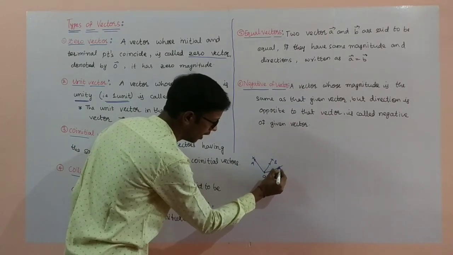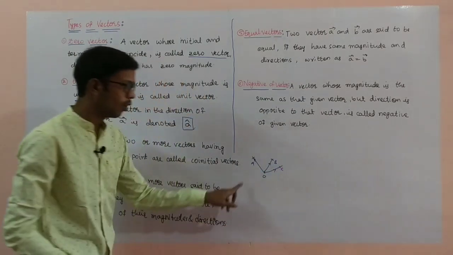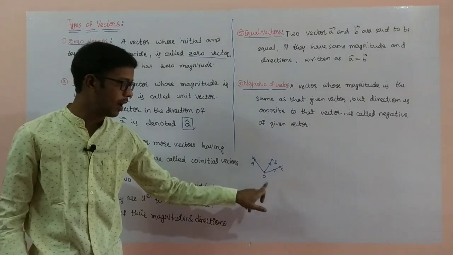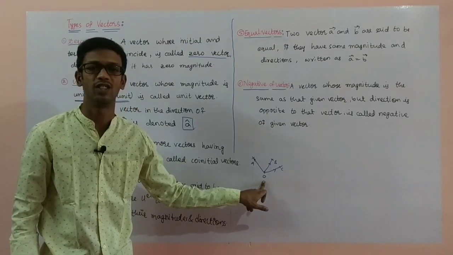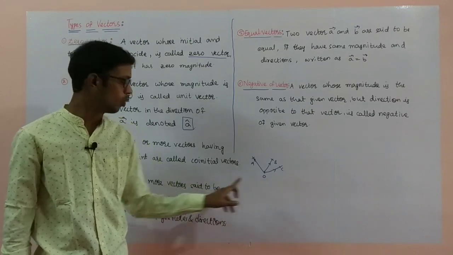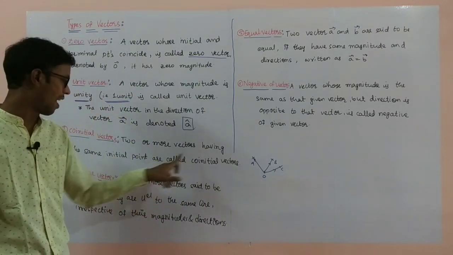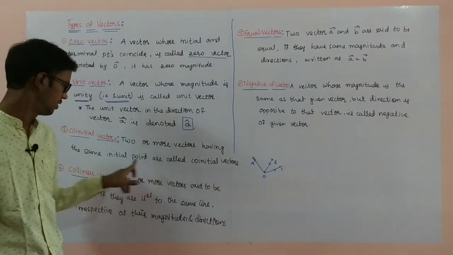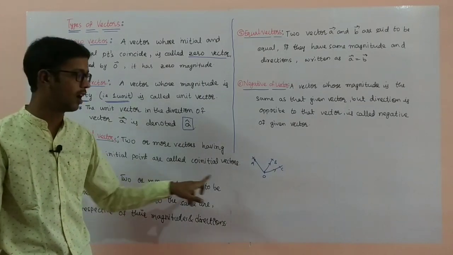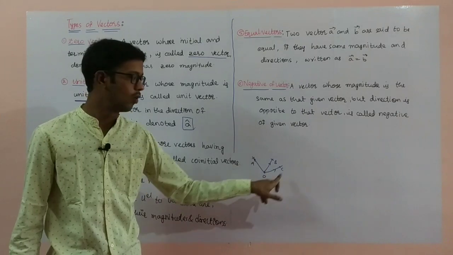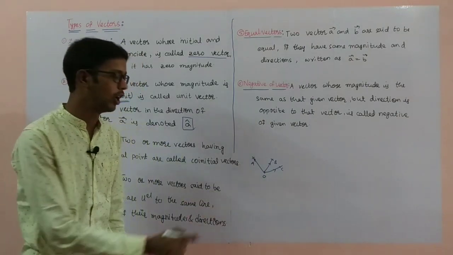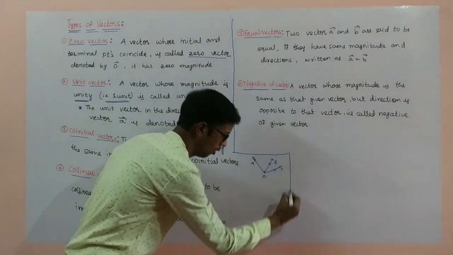B and C. OA bar, OB bar, OC bar, three vectors are there. The initial point, the starting point, is O. Two or more vectors having the same initial point are called co-initial vectors. So we can write OA bar, OB bar, OC bar are the co-initial vectors.